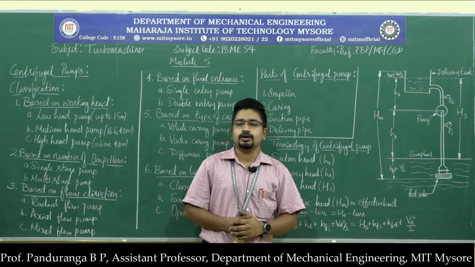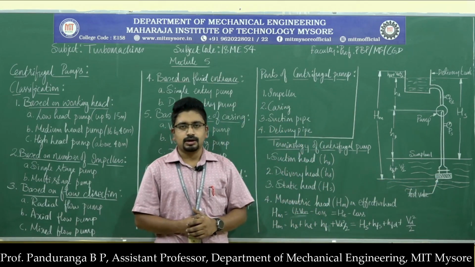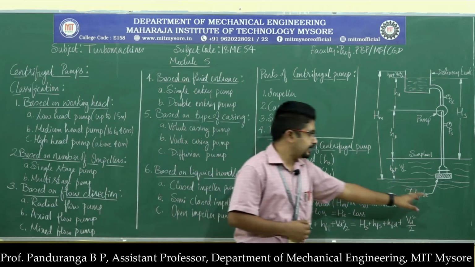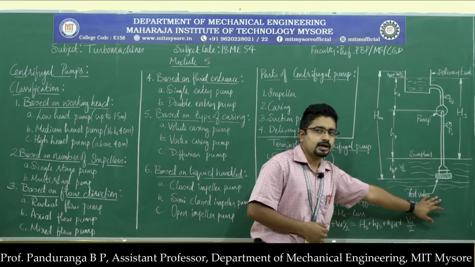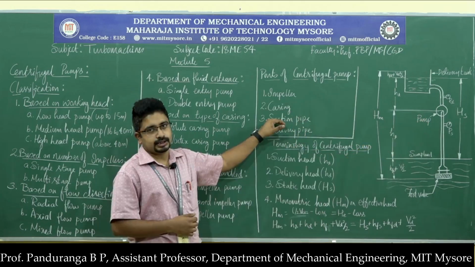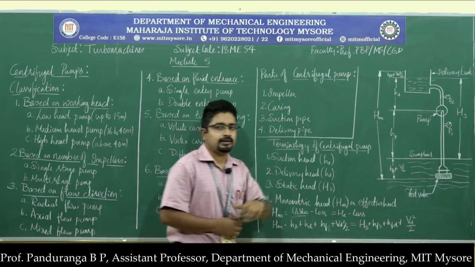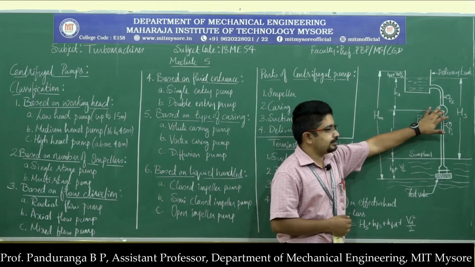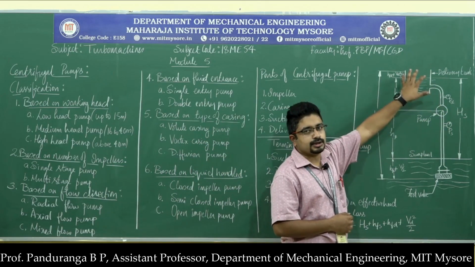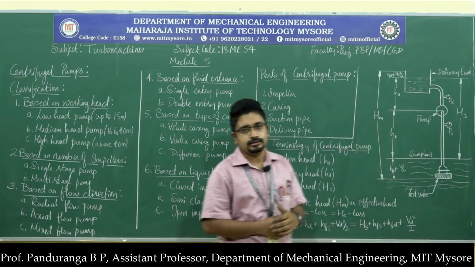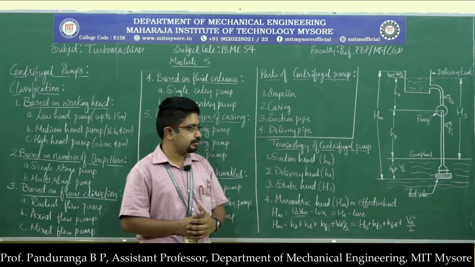Foot valve is a non-return valve which allows flow only in one direction, so from the sump towards the pump. So that is the suction pipe. Then we have the delivery pipe. Delivery pipe is the pipe that is connecting the outlet of the pump to the delivery tank. That is the delivery pipe.